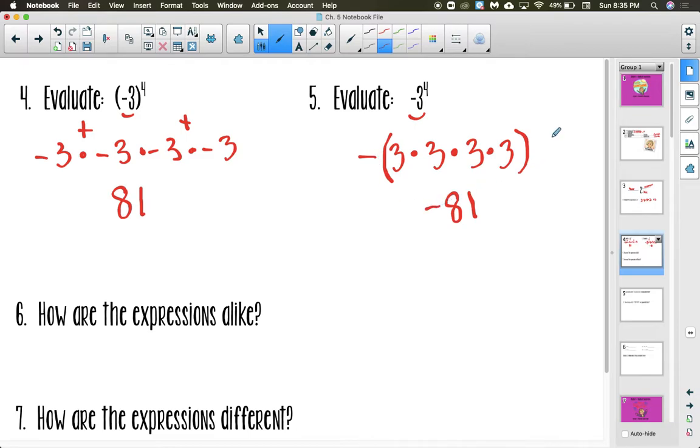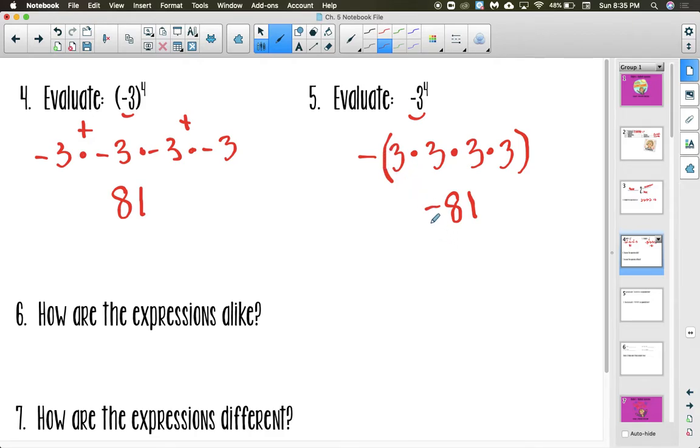So do you see how these two problems are solved differently? Because technically they have different bases. In number 4, everything inside the parentheses is the base. In number 5, the 4 is only touching the 3, so the base is 3, and the negative gets carried into our final answer.